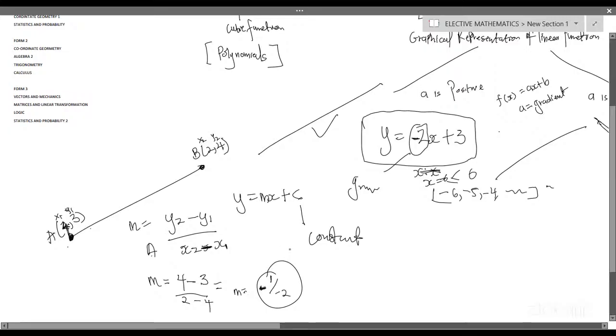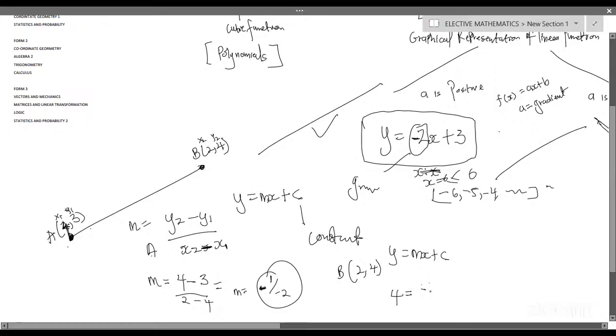Let's choose coordinate b, which is 2 and 4. Using the equation y is equal to mx plus c, we can say our y will be 4 equal to our m, which we've already found as our gradient to be what? Half, right? So minus half. And then our x, what is our x? Our x is 2, plus our c.